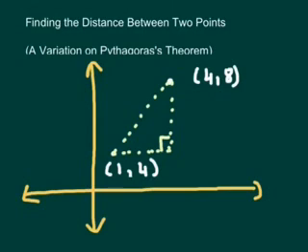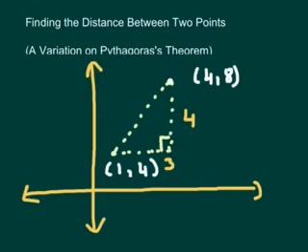And what you'll notice is that in the x direction I'm travelling 3 units, and in the y direction I'm travelling 4 units, 4 to 8. So that could be labelled 4.